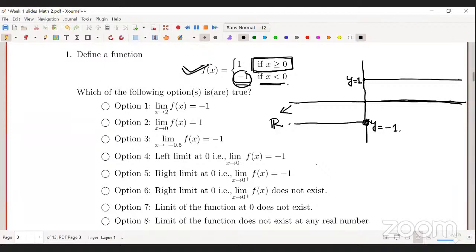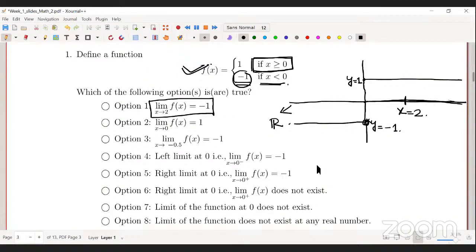Now we want to know which of the following options are correct. The first option says the limit of f of x at x is equal to 2 is -1. So this is x is equal to 2. We want to compute the limit of the function at x is equal to 2. As I said, first we need to compute the left hand limit and the right hand limit. If both are equal, then you can say that the limit at that particular point exists.